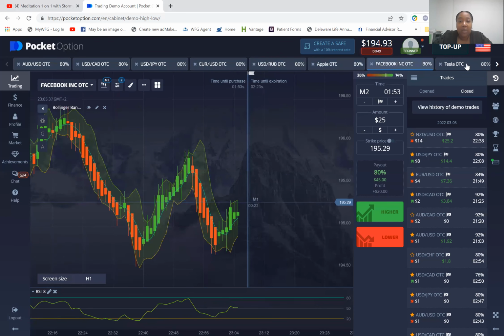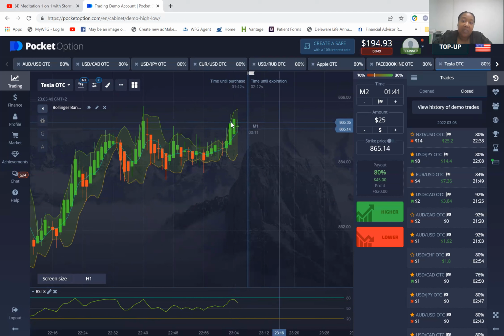That may have been a good one, depends on when you got in. I usually get in on the second candlestick or the third one after it has closed outside of the Bollinger. That seems to be more effective, but it did not go all the way up to the 80 as I would have liked.